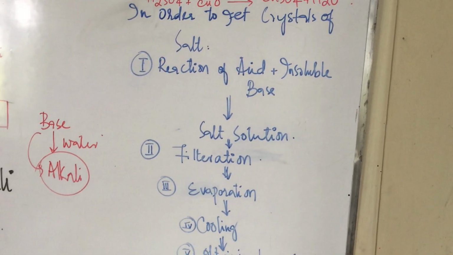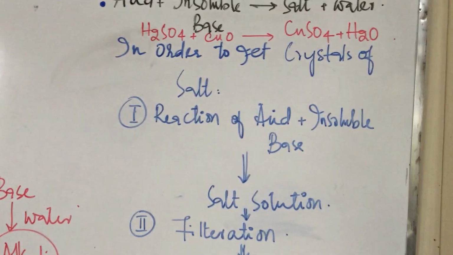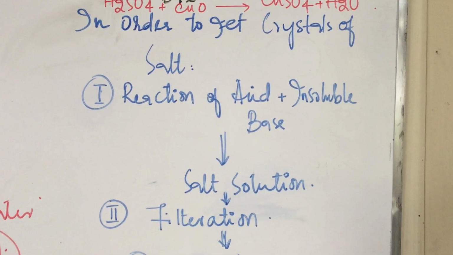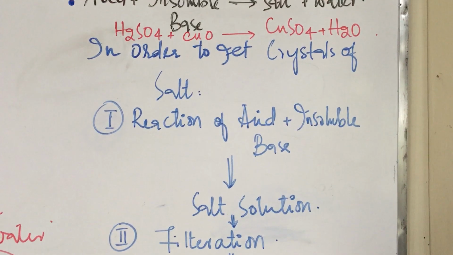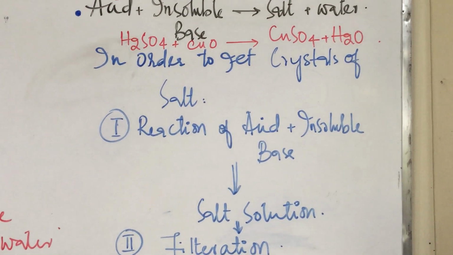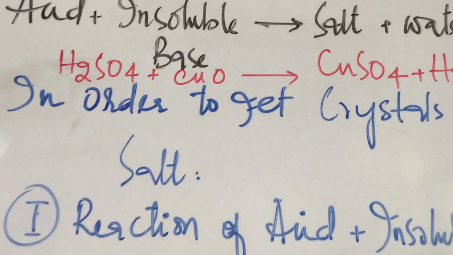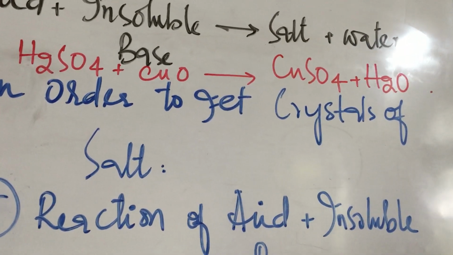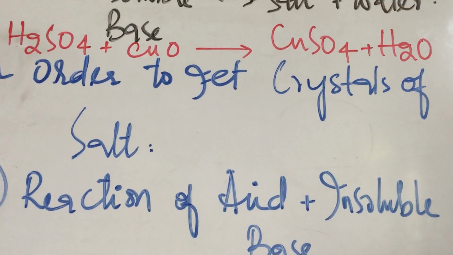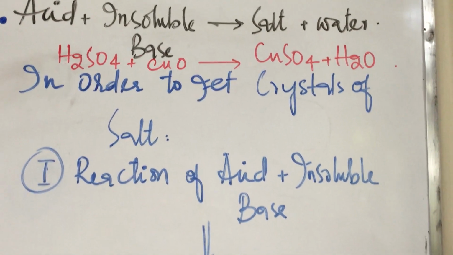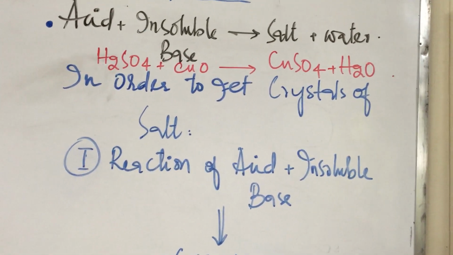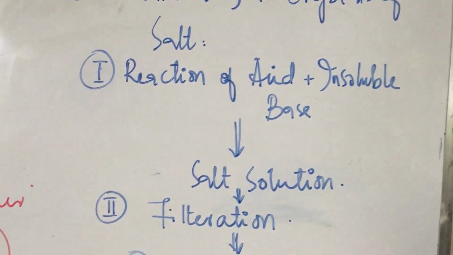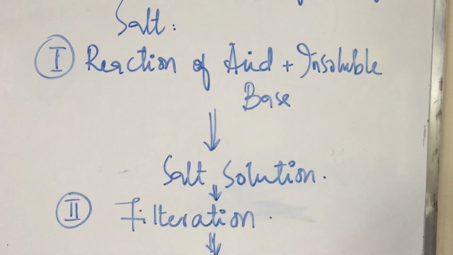First thing was to react your insoluble base with the acid. You have to take a definite amount of your acid and keep on adding your insoluble base. A time will come when your acid will not be able to dissolve further base, and that is known as the saturation point. You have to wait for that point; once you get there, your reaction is complete. So the first part is to wait for the reaction to complete.